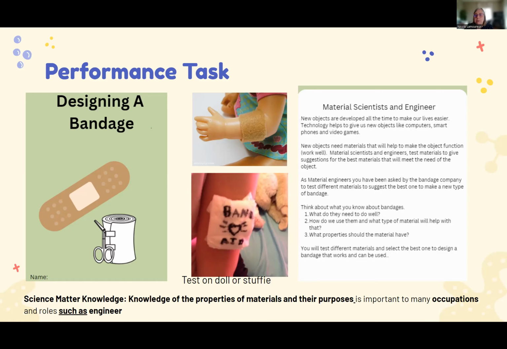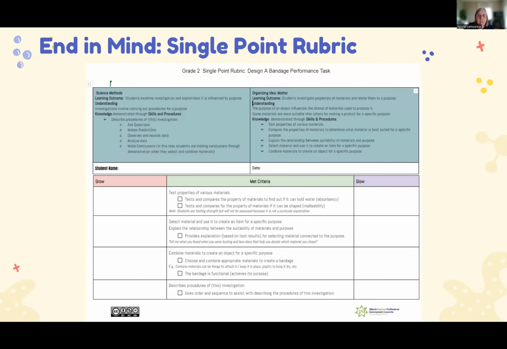And I'm thinking a lot of them are familiar with it. And then, how do we use them? What properties of materials do you think are needed to make a bandage? And this is the single point rubric I was mentioning, so that you know these are the skills and procedures: test properties of various materials. They test and compare the properties to find out if it can hold water, compare the properties of materials that can be shaped. They were doing that, but in a different way now.